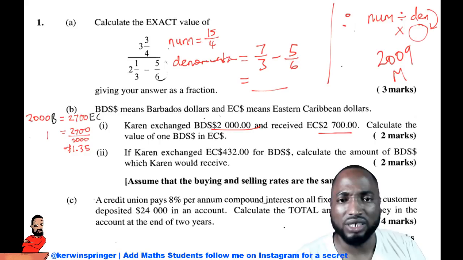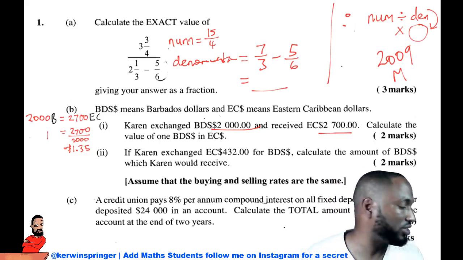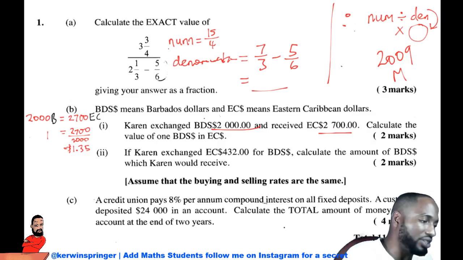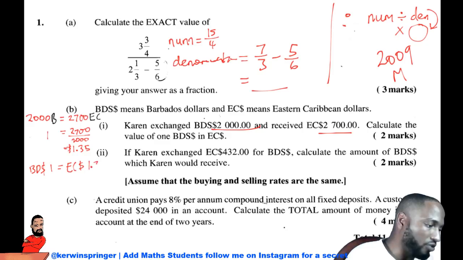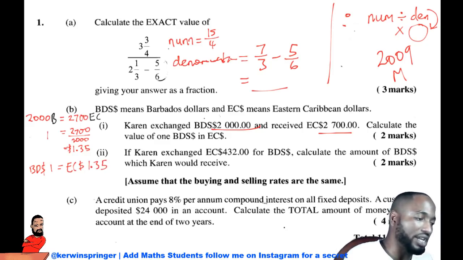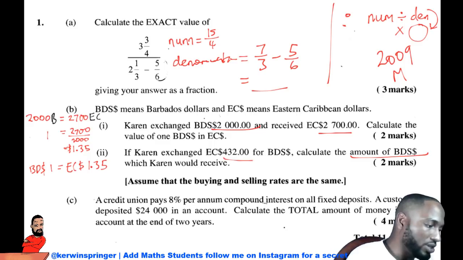If current exchange for Bayesian, calculate the amount of Barbados dollars you receive. Well, you just keep going ahead. You already find the exchange rate, which is key. You find one Bayesian equals EC 1.35. That's the established exchange rate. What we're trying to find out? Calculate the amount of Barbados dollars you receive for this amount of EC.